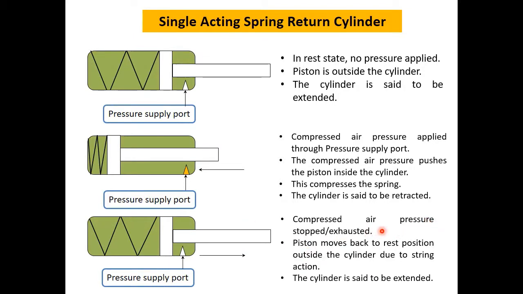When the compressed air pressure is stopped or exhausted, the piston moves back to the rest position outside the cylinder due to the spring action. The cylinder is said to be extended.